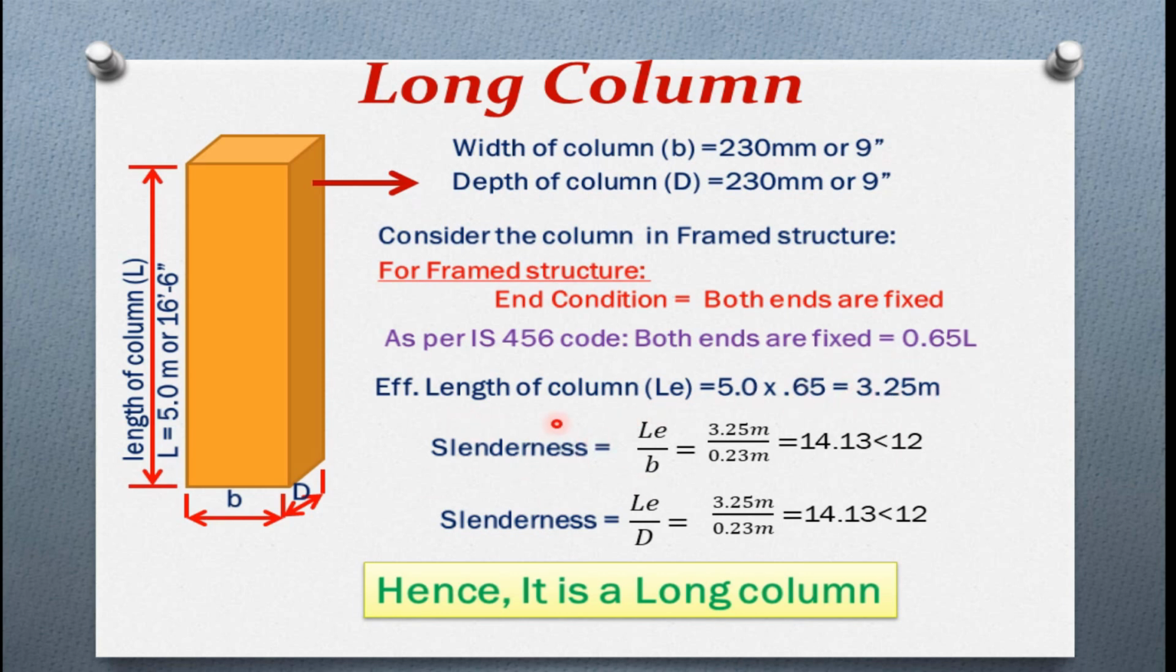So the slenderness ratio of the column is LE divided by B, which is equal to 3.25 divided by 0.23. We will get 14.13, which is greater than 12. Here it is shown as less than, but it is greater than 12, so it is called a long column. And we will check with another dimension as well. Slenderness ratio LE by D, we will get the same value. So here as well it is greater than 12.